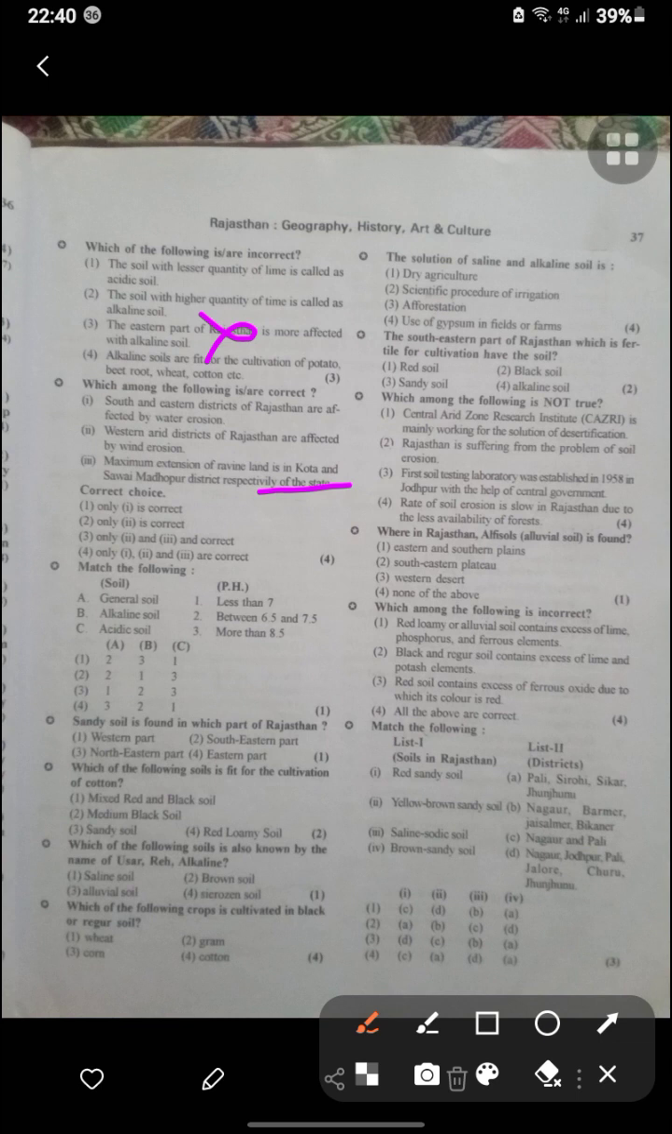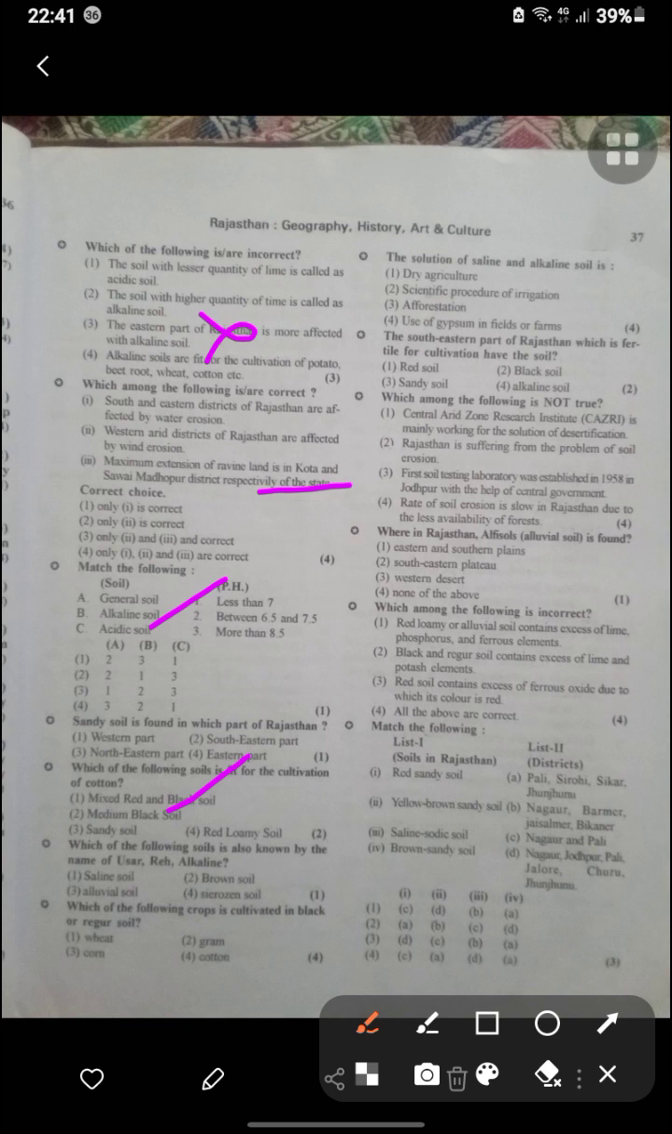General soil pH is around 6.5 to 7.5. Alkaline soil is more than 8.5. And acidic soil is less than 7. Sandy soil is found in which part of Rajasthan? That is western Rajasthan. Which of the following soils is fit for the cultivation of cotton? That is the medium black soil. Which of the following soils is also known by the name of Usar, Reh and alkaline?